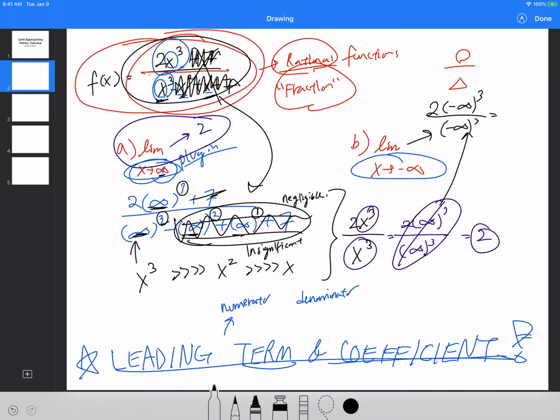And notice what happens is that this negative infinity cubed and this negative infinity cubed in the bottom are exactly the same, so they cancel each other out again. And what does it make? It makes it a positive one, because a negative divided by negative still makes it a positive, right? So believe it or not, that limit also becomes a 2. So part B also becomes a 2.